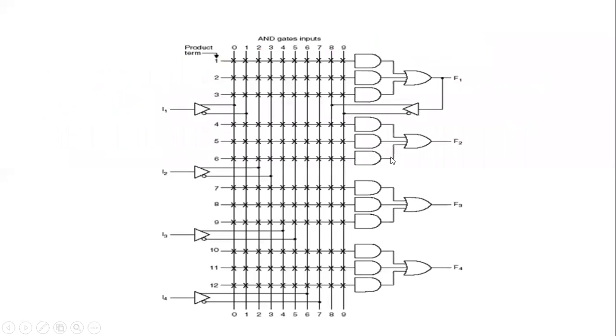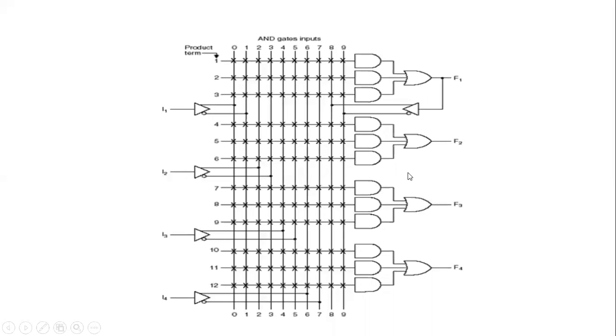So initially when you purchase the PAL, all the connections are established. Based on the number of outputs which we are having, and how many product terms we are having with respect to that, you need to purchase that type of PAL. Here, just for example's sake, we are considering a fixed OR array where each OR gate contains 3 AND gates as the inputs.